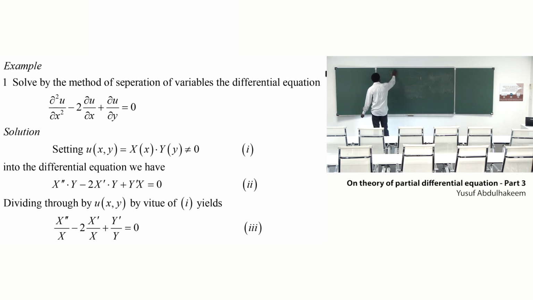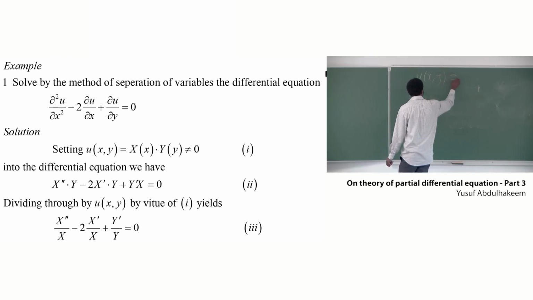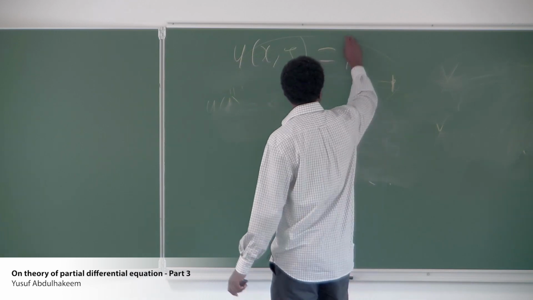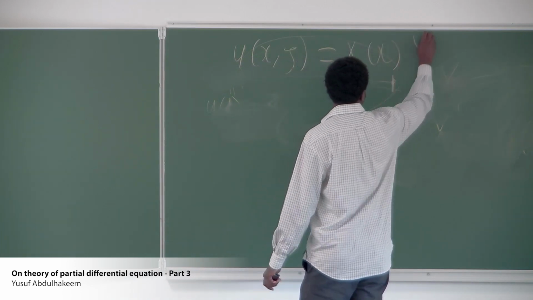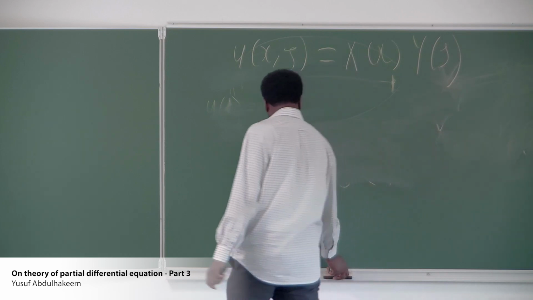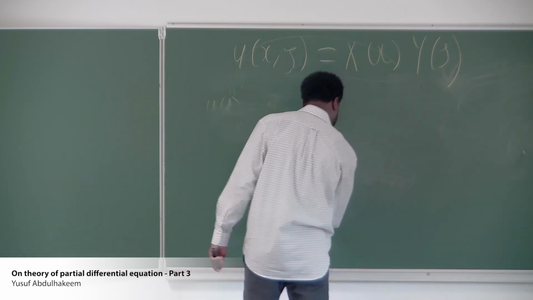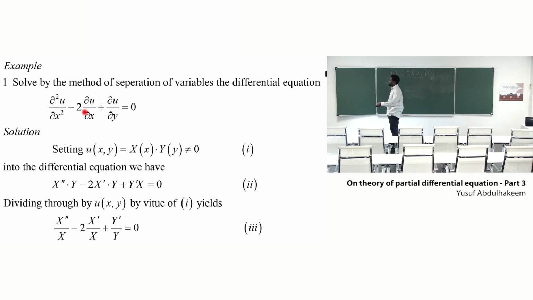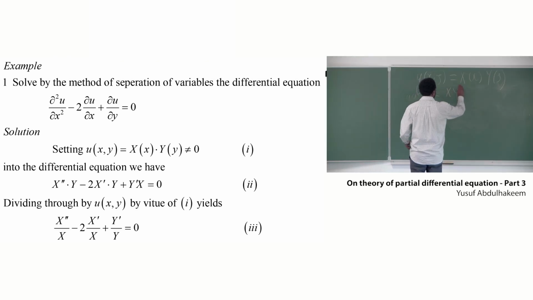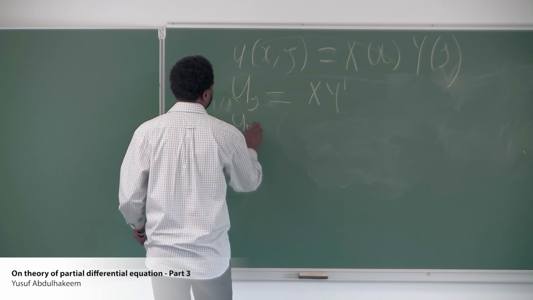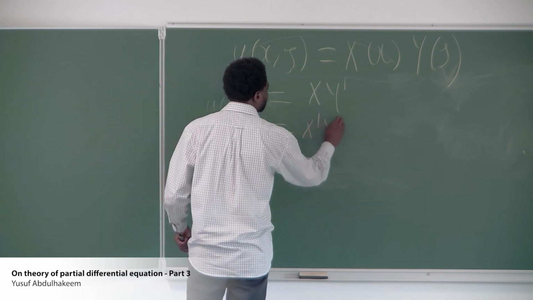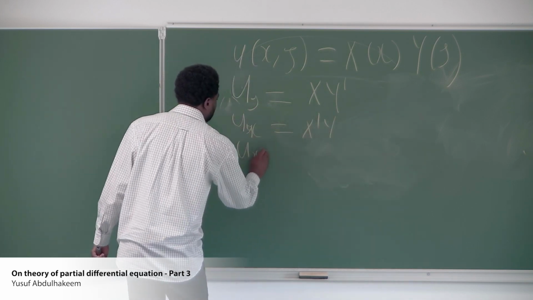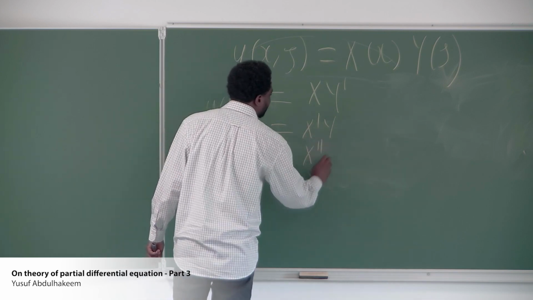We assume the solution u of x comma y, with the two independent variables as X of x and Y of y. So this is what we have now, and this is the differential equation here. We are going to look for these components. u_y is just going to give us X Y prime, and u_x will give us X prime Y, and u_xx will give us X double prime Y.